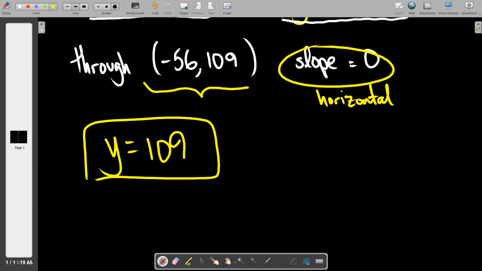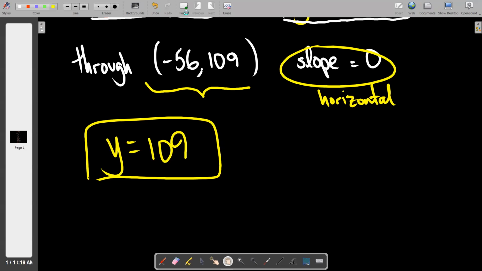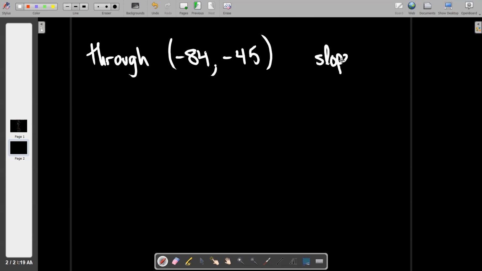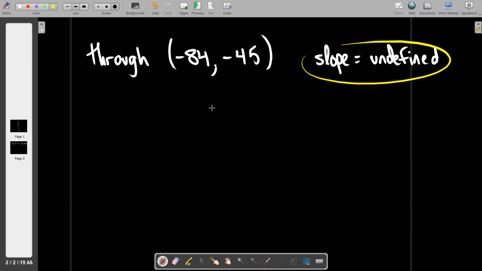Those are lovely. And you might know where I'm going with this, but let's do another example. This time, let's go through the point -84, -45, and the slope is undefined. Again, it's recognition. It's going back in the dusty old file cabinet and saying, ooh, okay, again, this is not a plug numbers in and distribute kind of thing. This is a weird one. What kind of a line has an undefined slope? A vertical line.